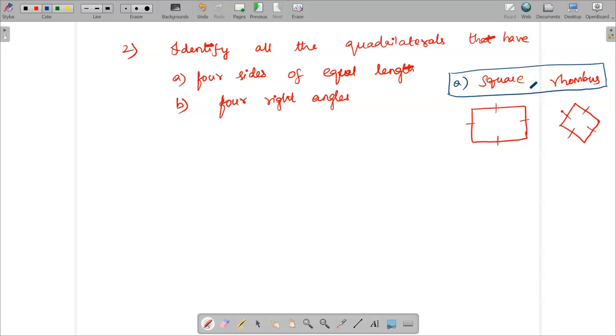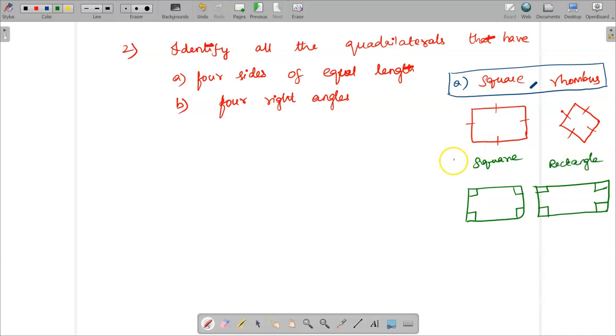Okay, and then second question, 4 right angles. So again in square we have 4 right angles. Okay, and also one more quadrilateral is there where you have 4 right angles, that is rectangle. So the answer for the second question is square and rectangle.